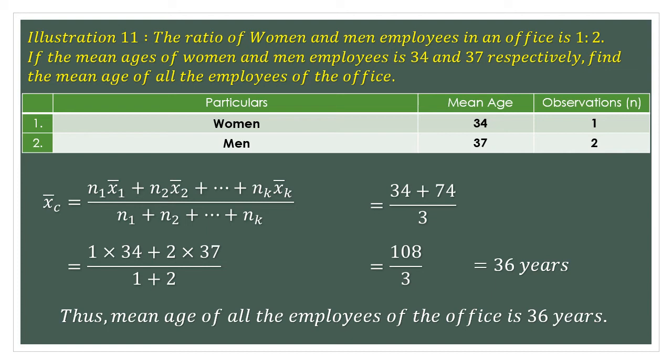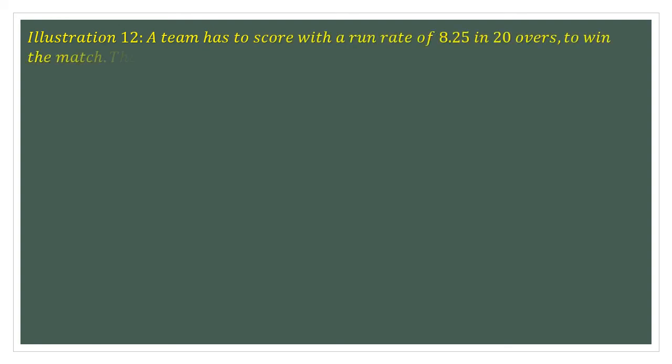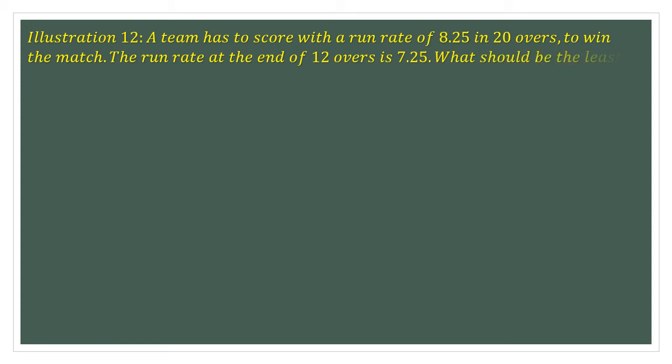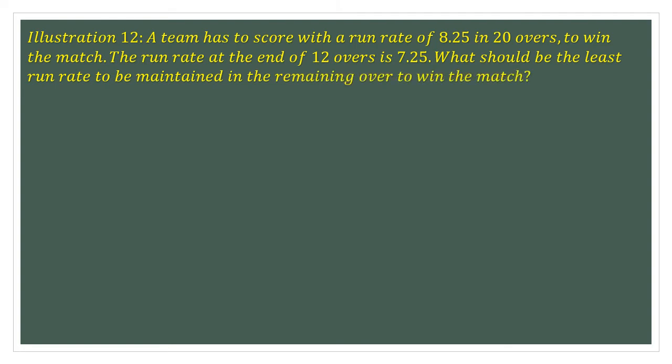You will get to know how it works that way. Illustration 12. A cricket team, of course, has to score with a run rate of 8.25 in 20 overs to win the match. I hope you guys know the run rate means runs per over. The run rate at the end of 12 overs is 7.25, of course a lot lower than actually intended. What should be the least run rate to be maintained in the remaining overs to win the match?